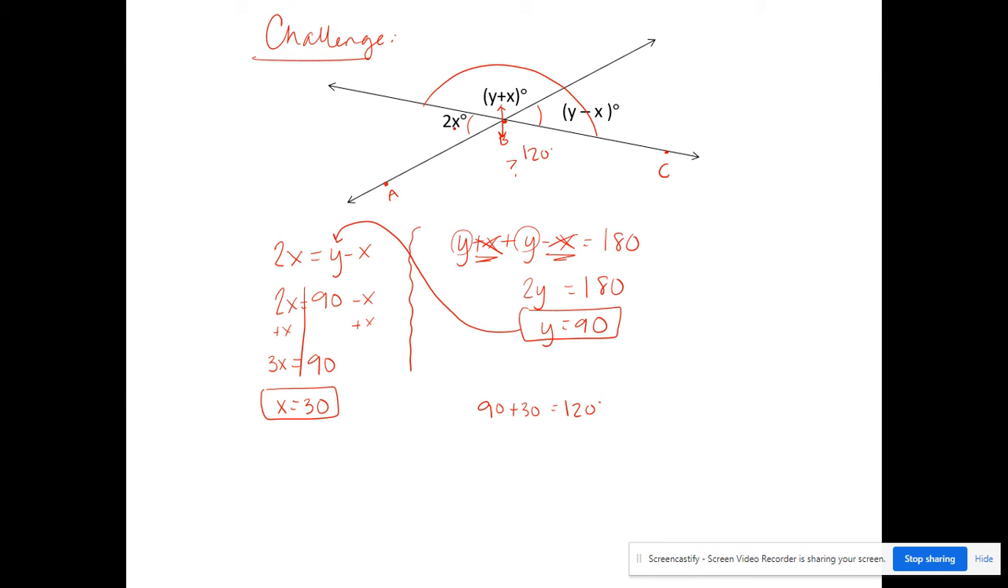And then I'm just going to check myself to make sure I did it correctly, because I know that this is a linear pair and this has to be 60. So I'm going to plug this 30 in here just to double check. 2 times 30 is in fact 60. So that verifies to me that I actually did that correctly.